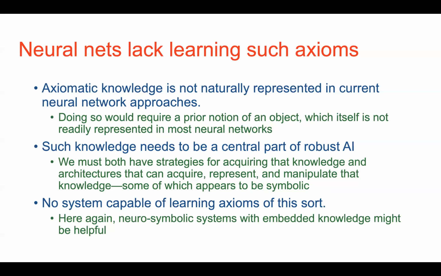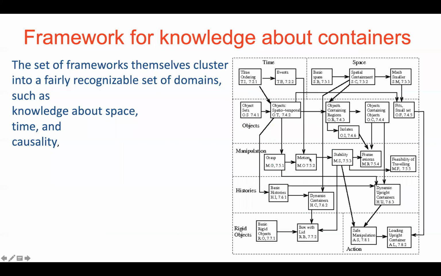And no system capable of learning axioms of this sort. Here again, neurosymbolic systems with embedded knowledge might help. So we're neurosymbolic, that's what we are interested in, right? So they're saying there are no neural networks able to do this. Maybe we need a neurosymbolic system with embedded knowledge. And here is a diagram that Gary Marcus gives.